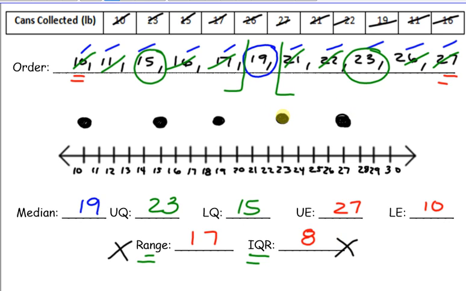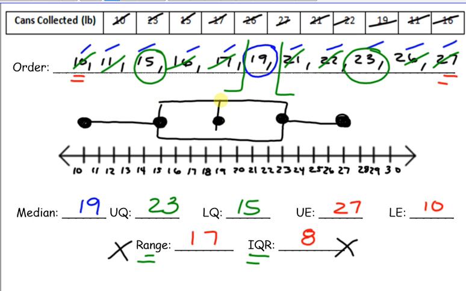I like to draw my whiskers first. Oops, that's a terrible whisker. So let's try that again. Okay, and then I have my whisker there. And then I have my box. Now, what's really important about the box that some people forget, you have to draw the line down the median. And just think about it this way, every dot has to touch a line. And that is your box and whisker plot.